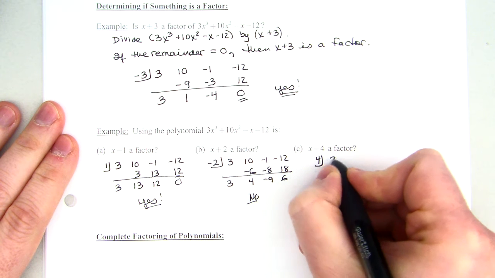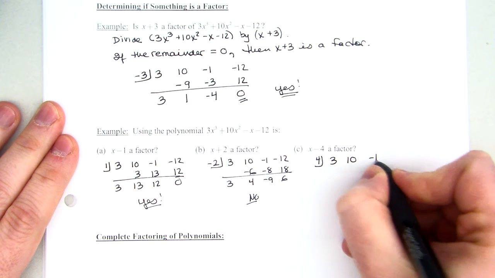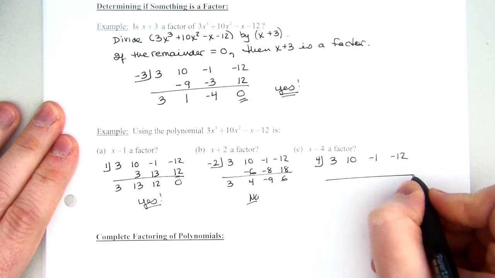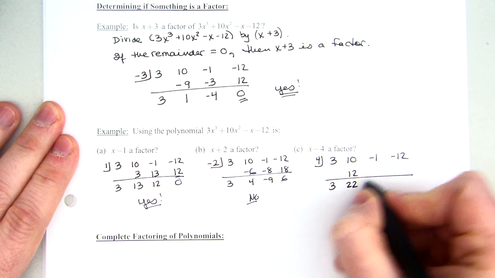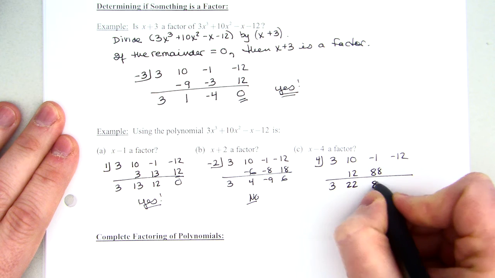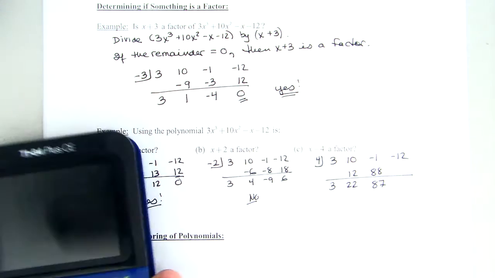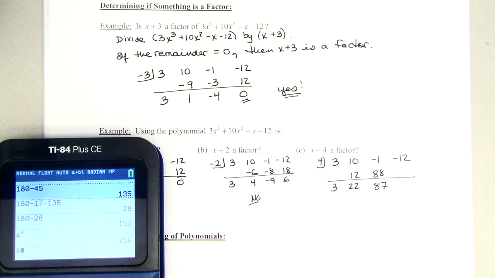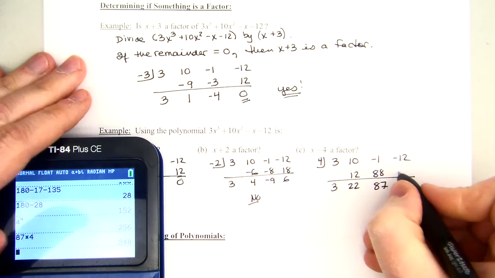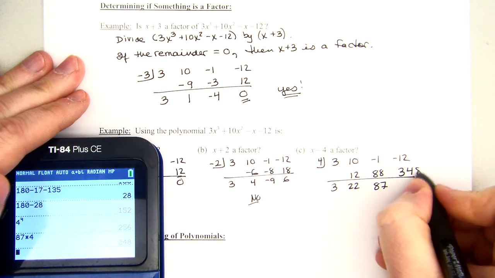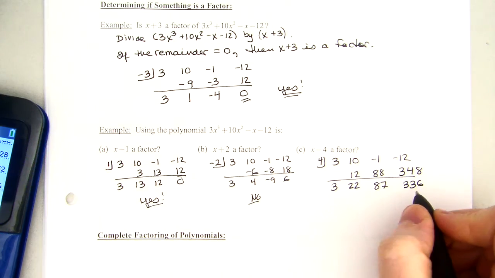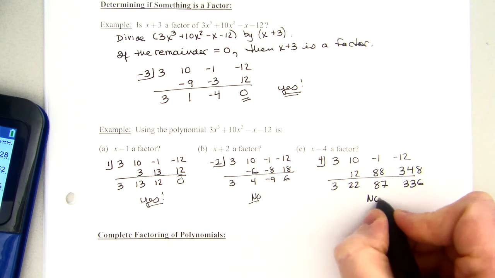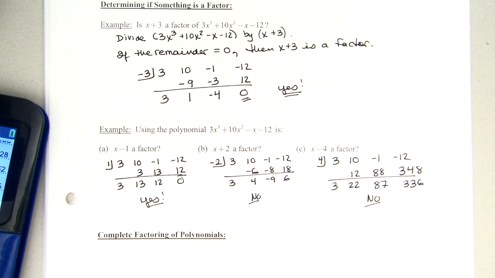4 in the box. 3, 10, negative 1, negative 12. Down 3, up 12, down 22, up 88, down 87, up, calculator time, although I kind of see where this is going. I still want you to finish it off just to prove your answer. I'm getting 336. That's all the proof that I need to say that no, x minus 4 is not a factor.